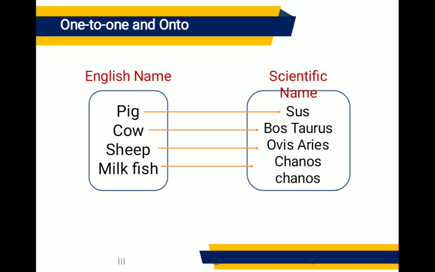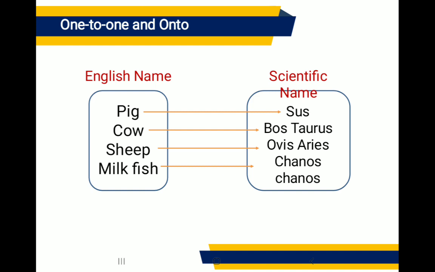So nakita naman natin na kaya nasabing one-to-one dahil isang element lang ng x, which is the pig, iisa lang yung kanyang image, which is the Sus. So yung cow din, iisa lang ang kanyang image, which is the Bos taurus, and yung sheep, ang image niya lang ay Ovis aries, and ang milkfish ay ang Chanos chanos. So nakita natin na one-to-one. At nasasabi natin na onto kasi lahat ng nandoon na elements sa scientific name ay meron silang pre-image sa English name.